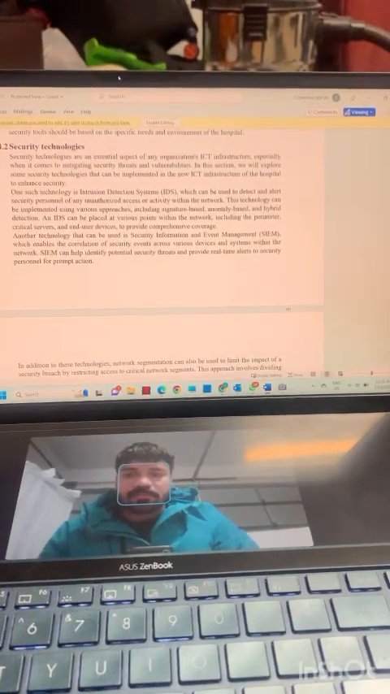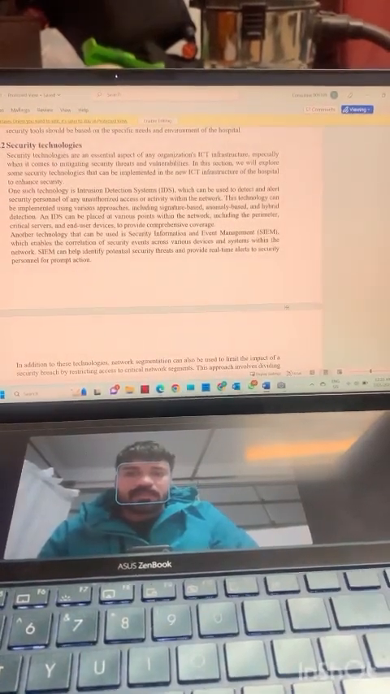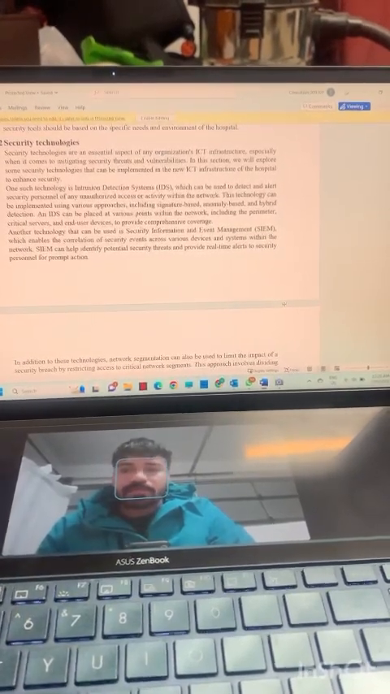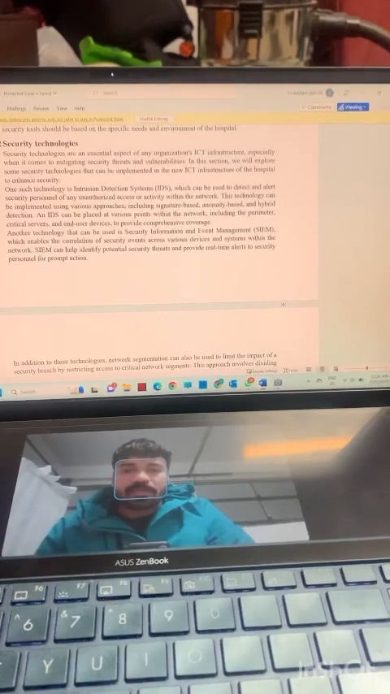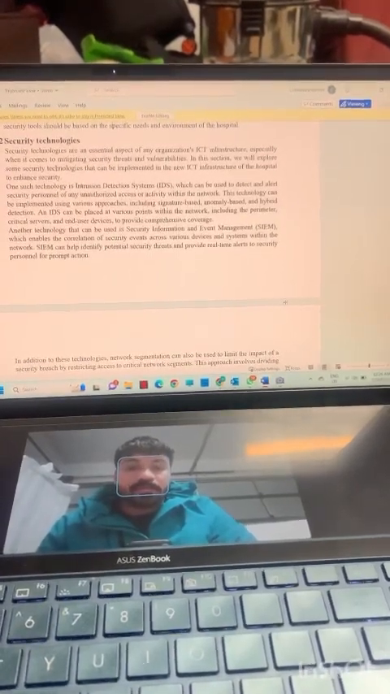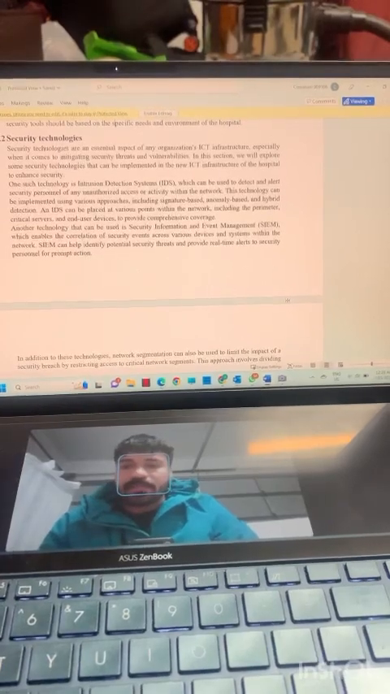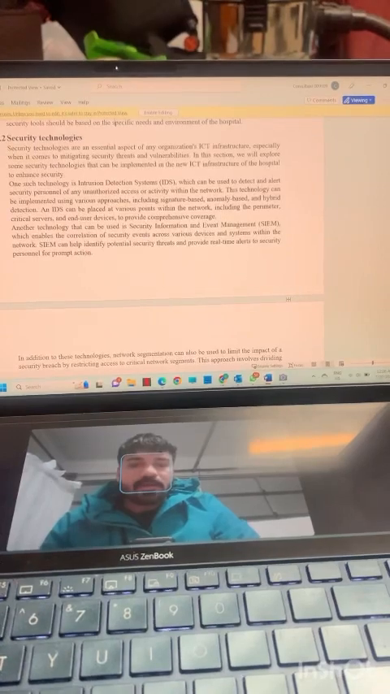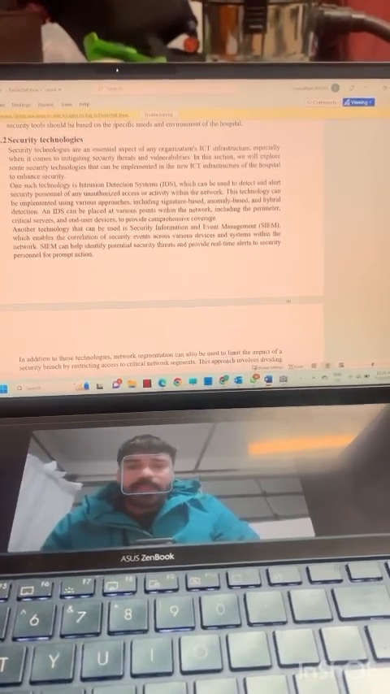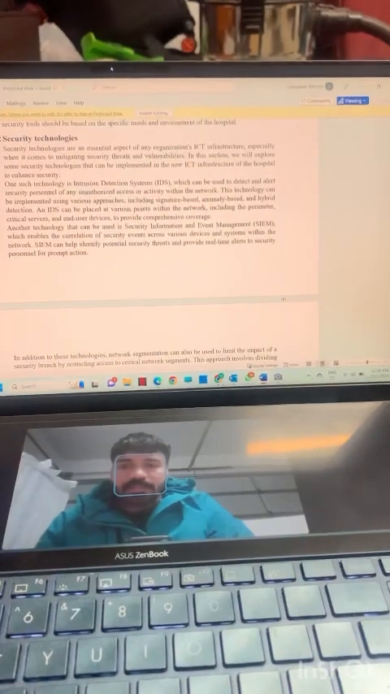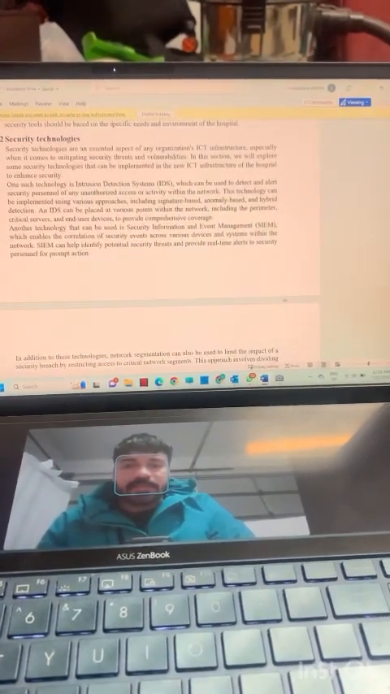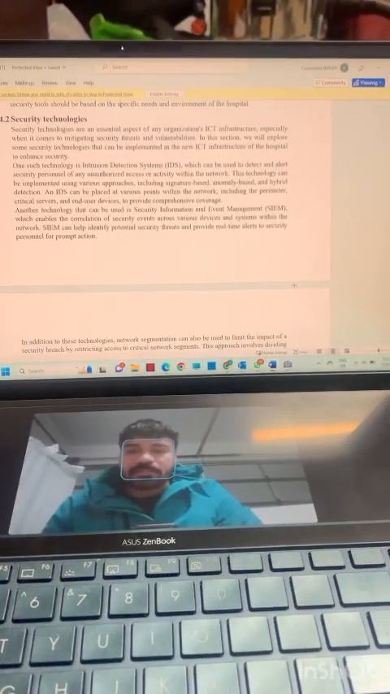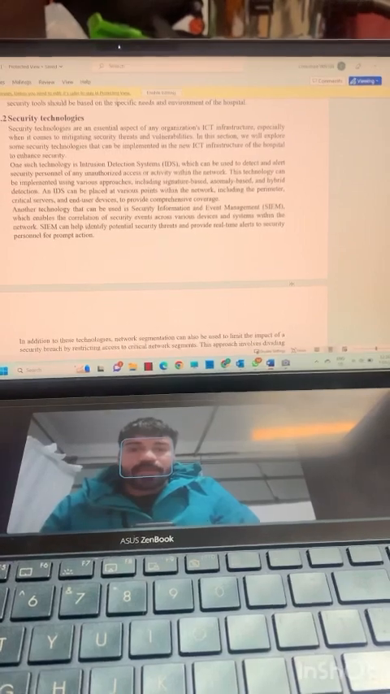One such technology is intrusion detection system, IDS, which can be used to detect and alert security personnel of any unauthorized access or activity within the network. The technology can be implemented using various approaches, including signature based, anomaly based, and hybrid detection. An IDS can be placed at various points within the network, including the perimeter, critical servers, and end user devices to provide comprehensive coverage.